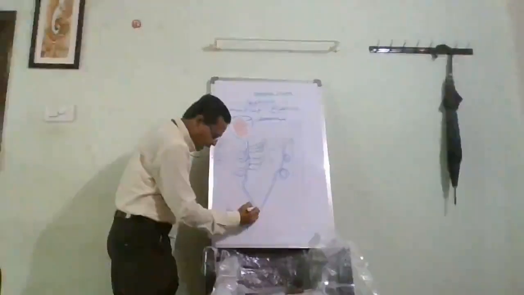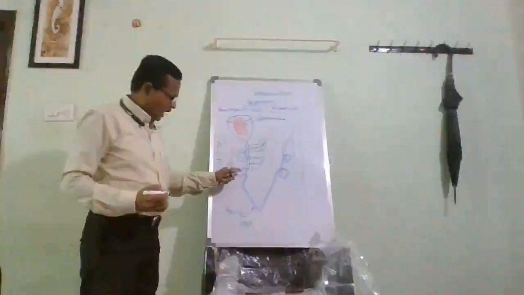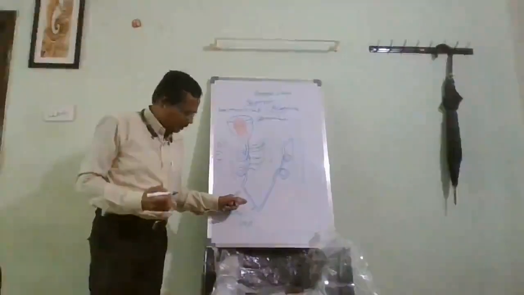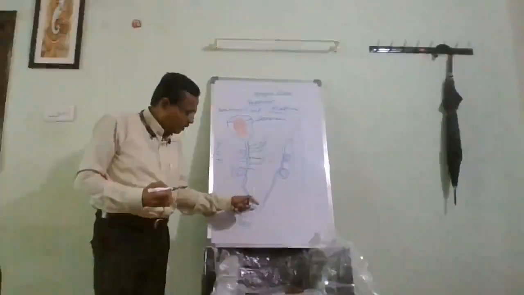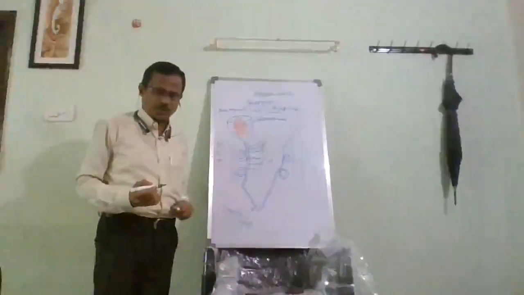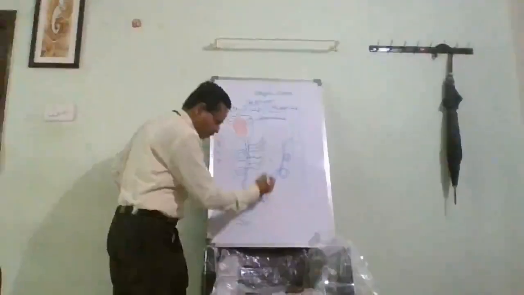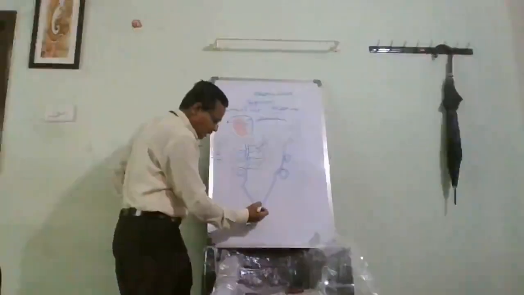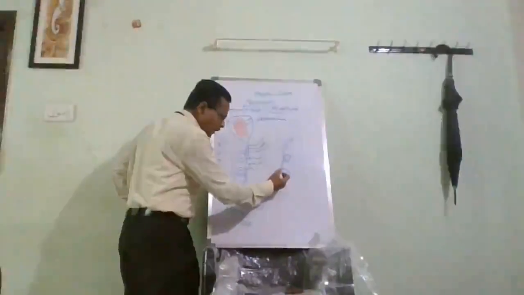So this Henle's loop again receives the primary urine and then sends the urine again in the ascending direction, and this loop-like structure is called Henle's loop.